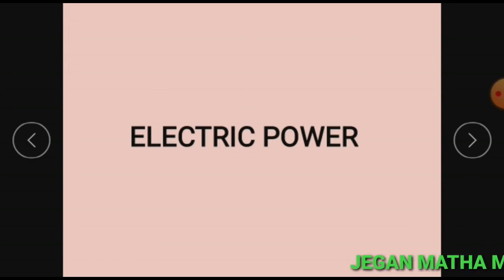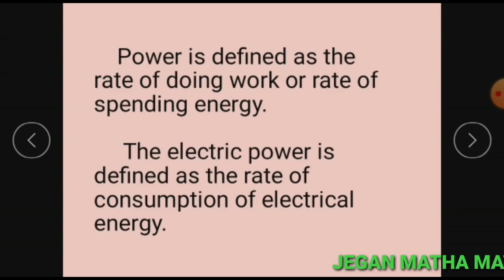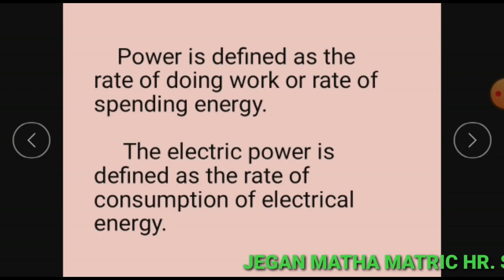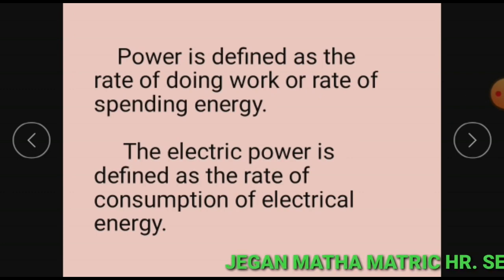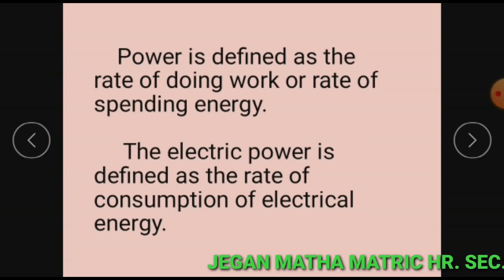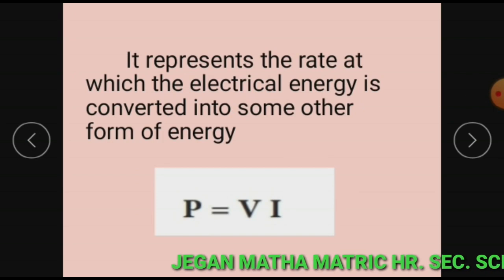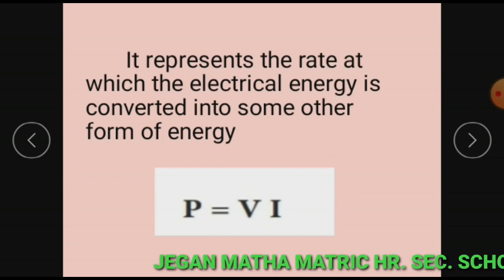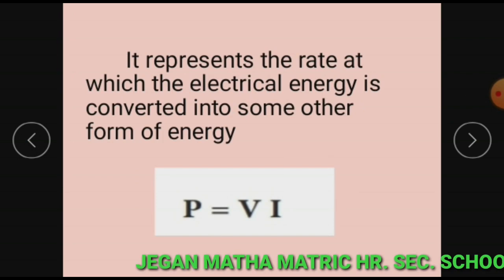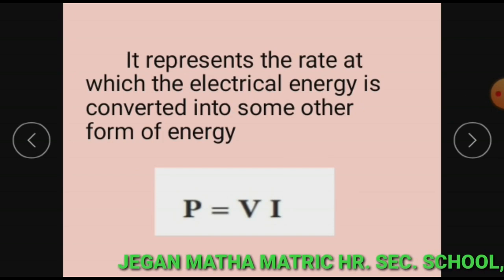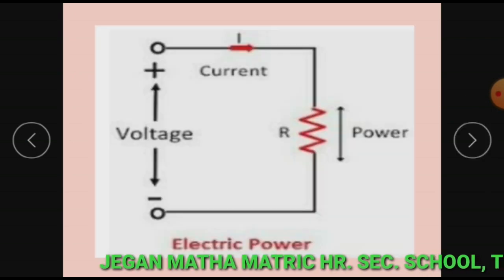In general, power is defined as the rate of doing work or rate of spending energy. Similarly, the electric power is defined as the rate of consumption of electrical energy. It represents the rate at which the electrical energy is converted into some other form of energy. So power equal to V into I.